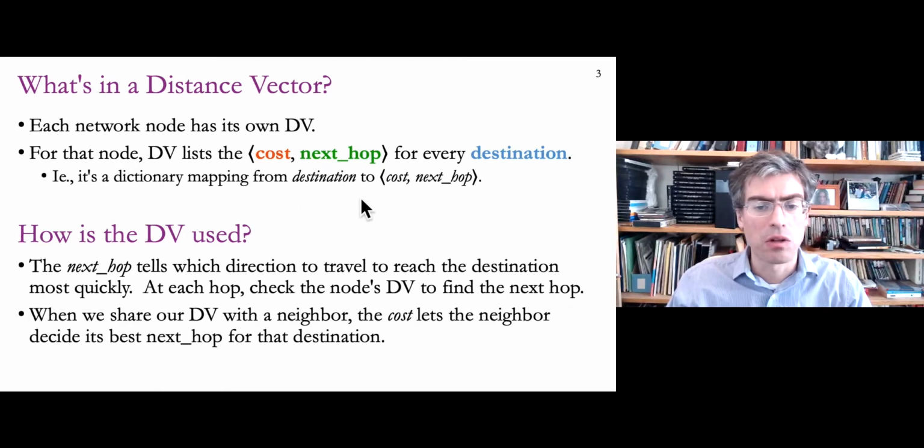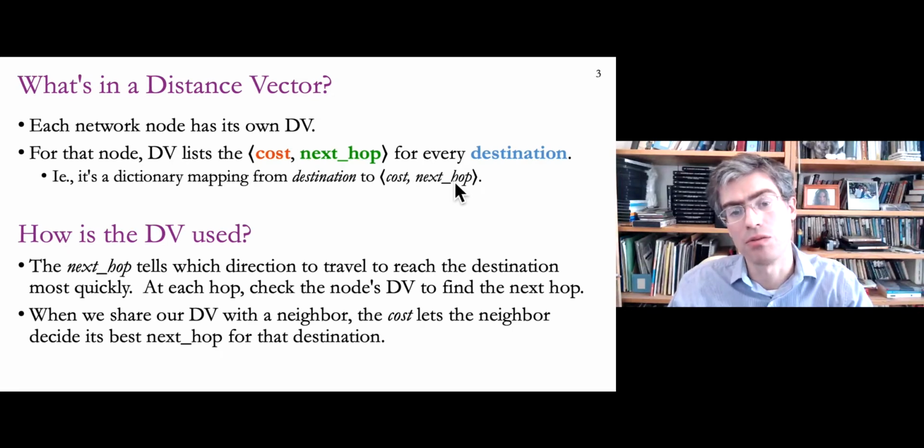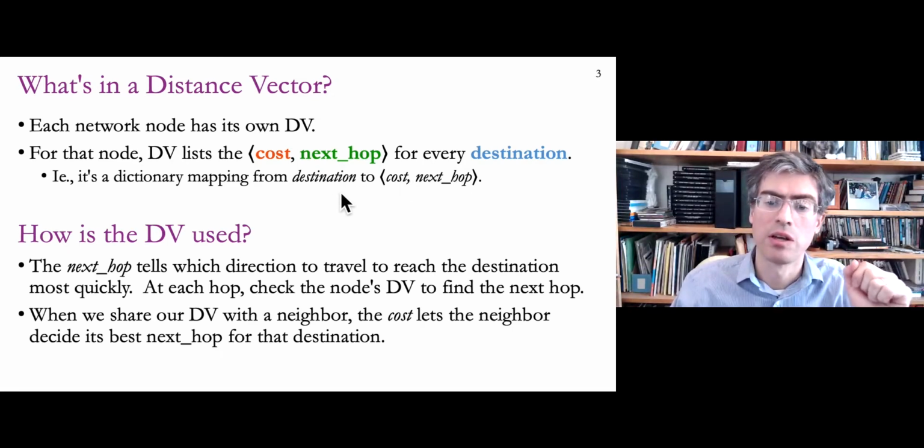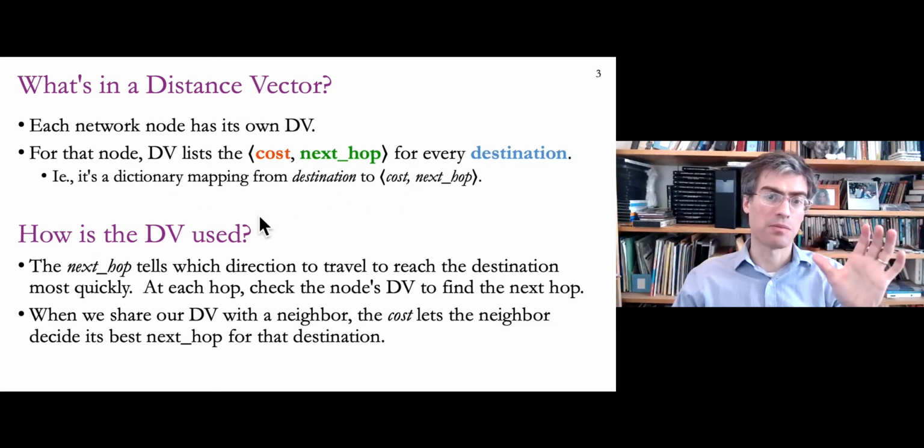Technically, at a lower level, if you're implementing this, you could think of it as a dictionary mapping from destination. That's the key to two things: the cost to reach that destination and the next hop that puts you toward that destination along the shortest path. This is not just any next hop that'll lead you to a destination. It's the next hop that has this particular cost, which is the lowest cost to reach that destination. Okay, so that's a distance vector.